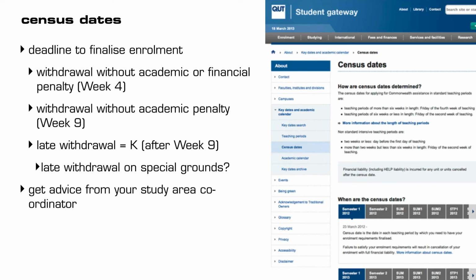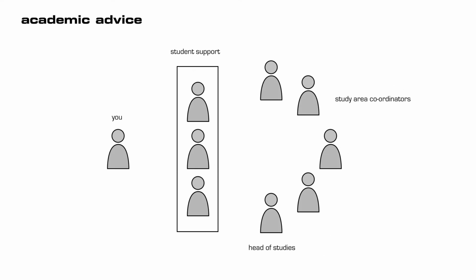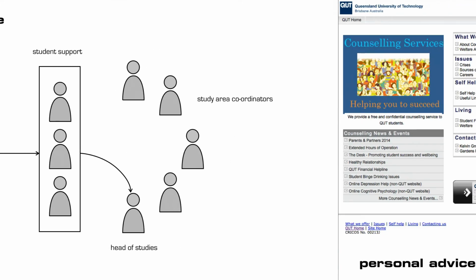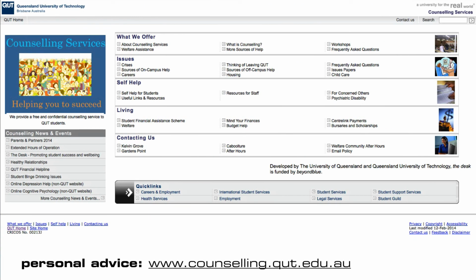If in doubt, always get advice from your study area coordinator. Talk to your unit coordinator if you think you're at risk of failing. Ask them what your chances are. And if you're not sure, if they can't help you, then you can talk to the study area coordinator. So remember that for academic advice, you should approach student support and ask them first, because usually they'll be able to give you an answer straight away. And if they can't help you, they might direct you to your study area coordinator or even to me as the head of studies. So always get advice and always ask for help.